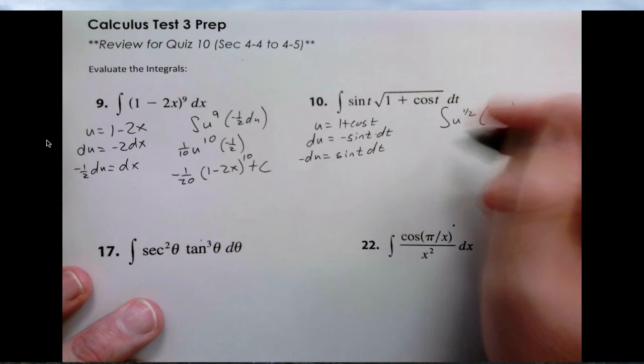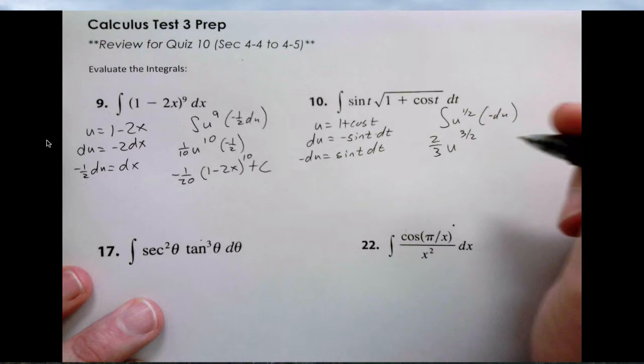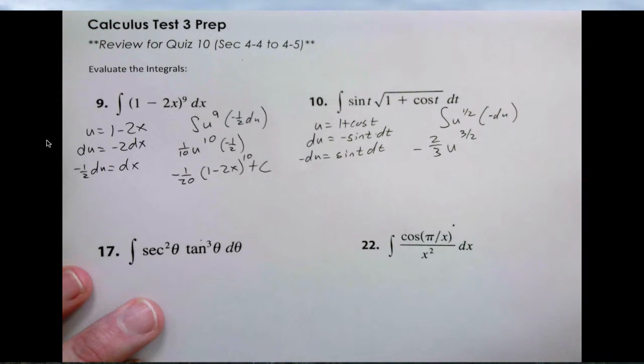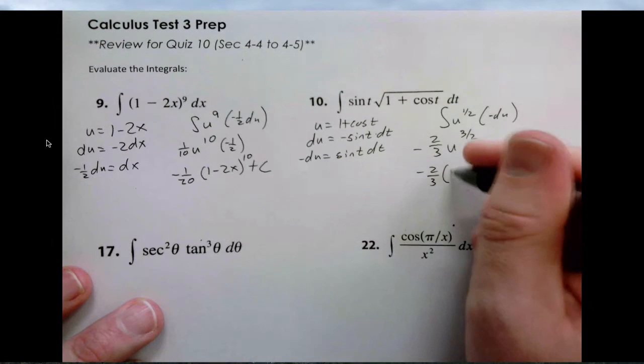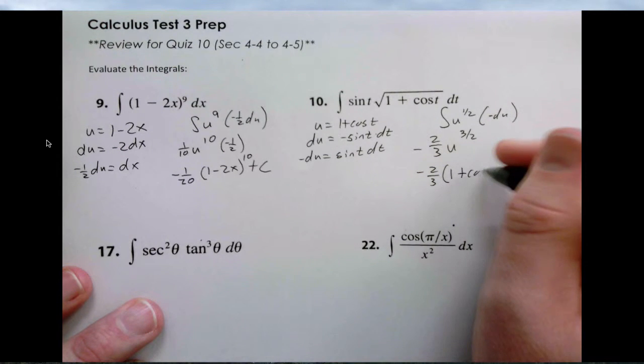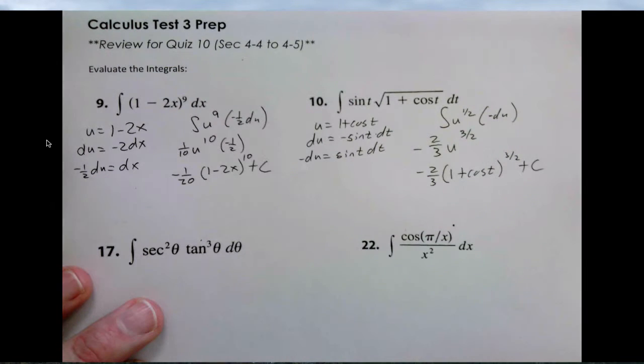The antiderivative here is u to the 3/2. We divide by that, and that has a negative in front from here. We switch it back from u's to t's, 1 plus cosine t to the 3/2, and put a plus c at the back because we did not have limits of integration.